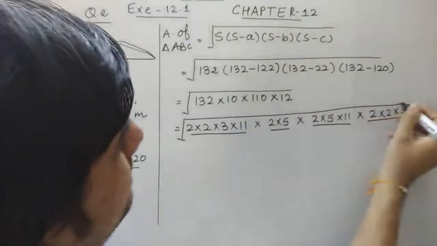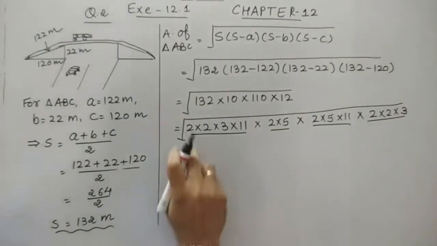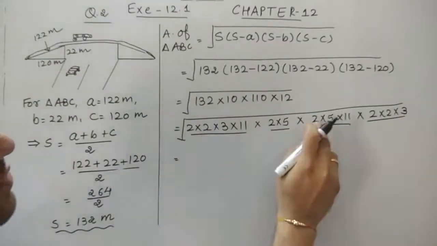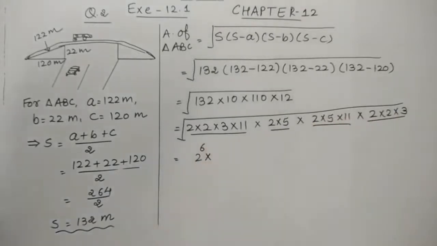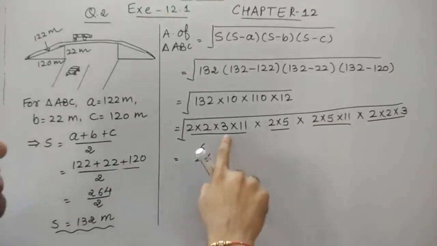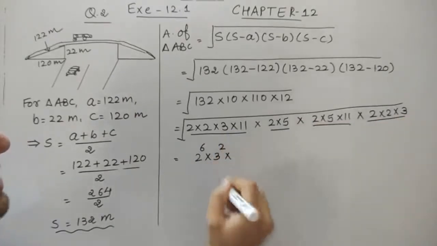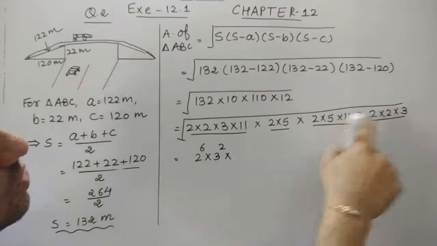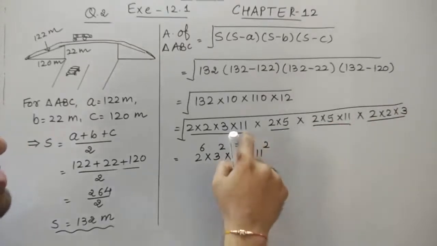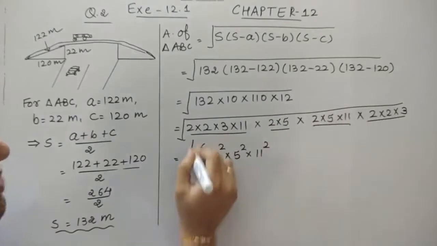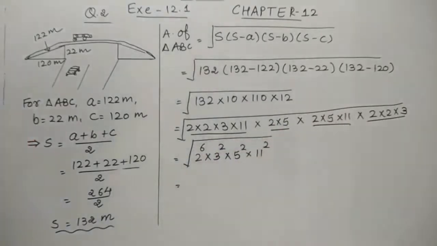Now let's write down how many times 2 is there. अब 2 कितनी बार है उसको लिखेंगे. 1 2 3 4 5 and 6. So 6 times 2 is there. अब देखेंगे 3 कितनी बार है. 1 2. Let's see how many times 5 is there. 1 2. And how many times 11 is there? Again it is 2 times, 1 and 2. So we can see here that all the powers are even numbers.